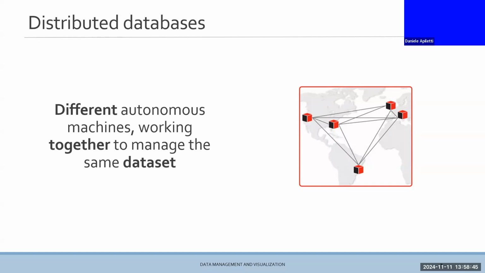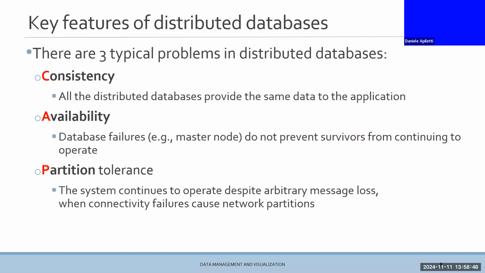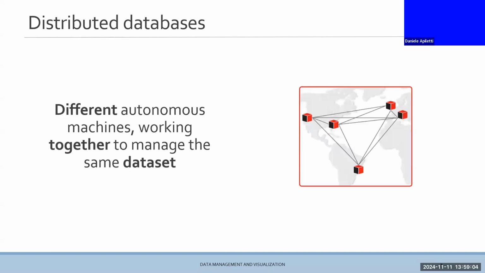Okay, so let's see these problems. There are three features that every distributed system has. Okay, these three features are: first, consistency. So consistency means that I'm here, and you are there. So we're different customers. I connect here, you connect there. Okay, this is the database.